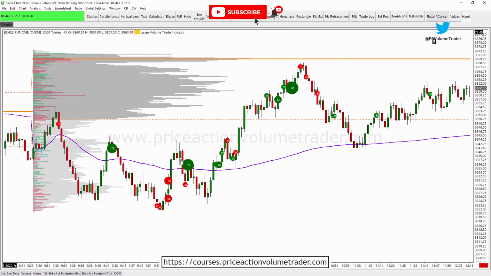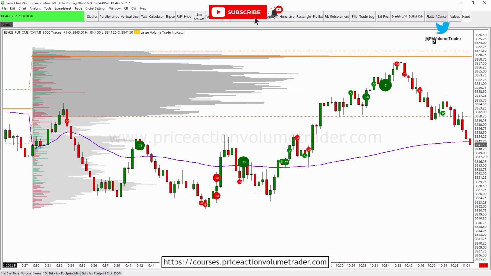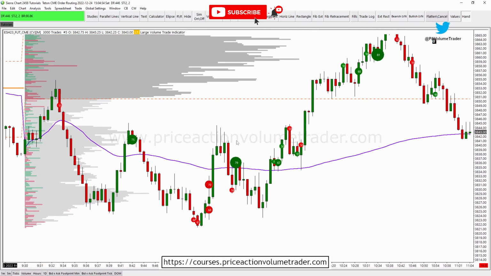So as you can see, I have this customized for a 50 lot threshold. That means every time there is a trade or trades going through together at one level that is over 50 lots in size on the mini, it is going to draw a bubble and tell me what volume that bubble had.